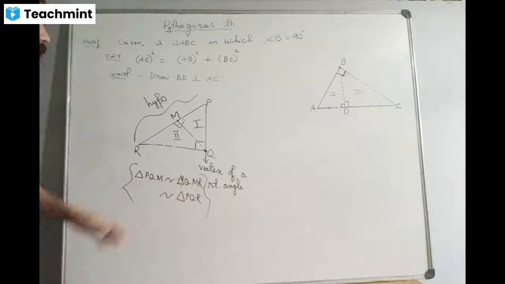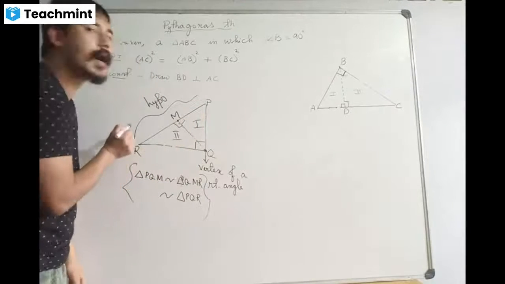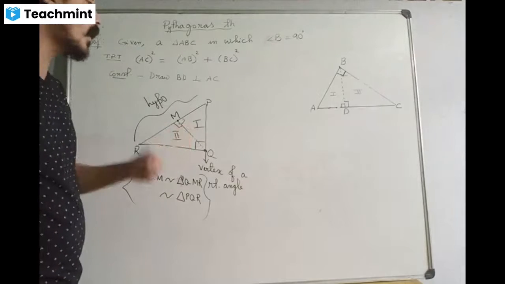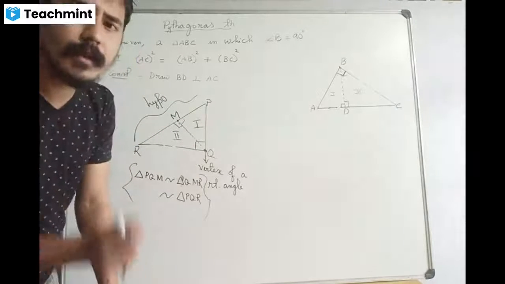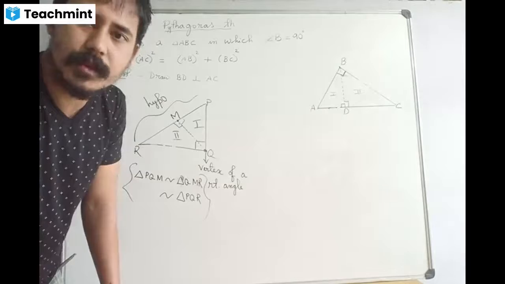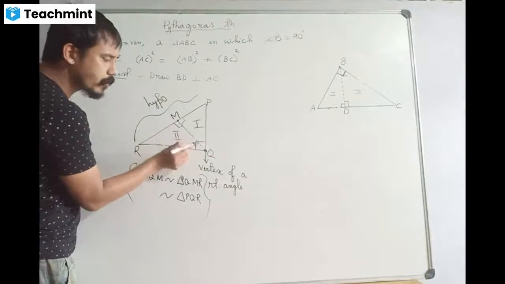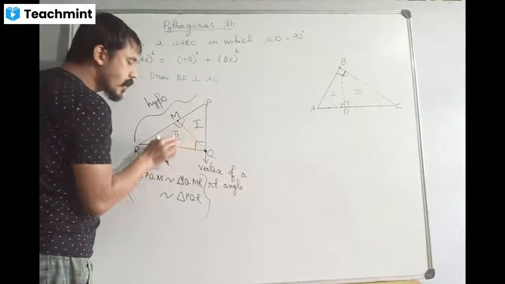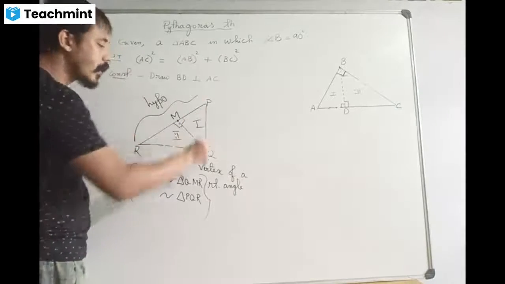Is it okay? So if a perpendicular is drawn from the vertex of a right angle up to the hypotenuse, then the triangles obtained on both sides of the perpendicular are similar to each other and to the whole triangle. This is a concept that we are going to apply in order to prove the Pythagoras theorem. So you please make a note of this, okay?